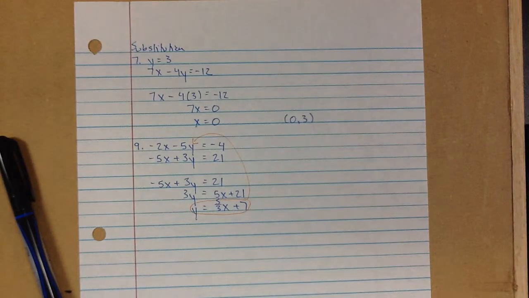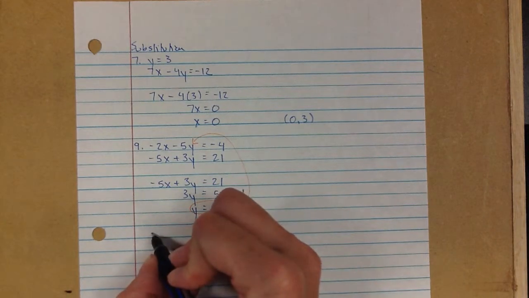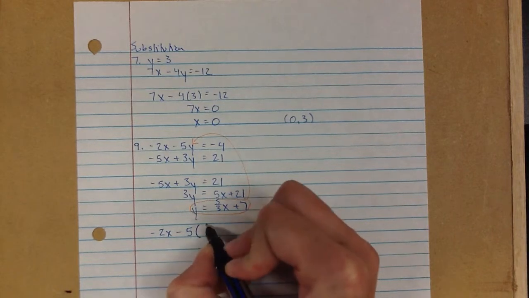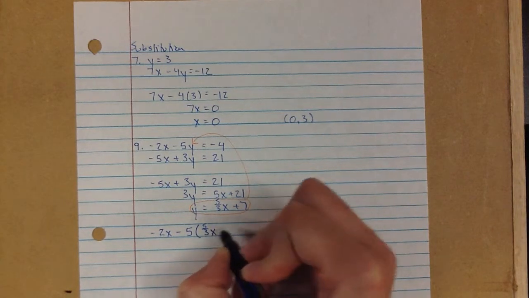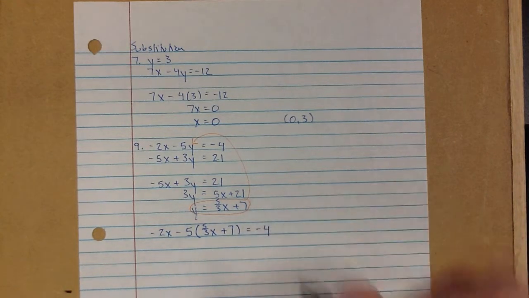Okay. Somebody mumbled something. Okay, that whole thing is going to go in for that y. So, negative 2x minus 5 times (5/3 x plus 7) equals negative 4.